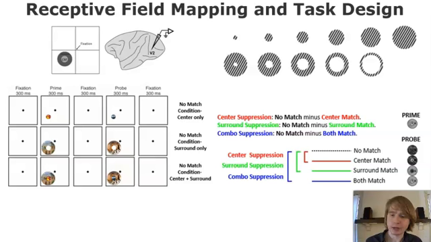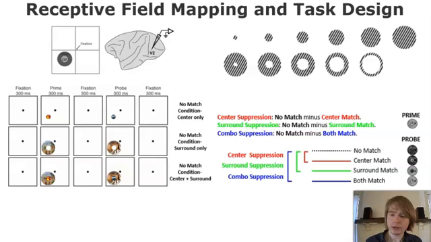There were 4 match conditions. Both the center and surround were a match. The center was the same, but the surround was different. The surround was the same, but the center was different, or neither the center nor the surround were the same. Taking the no-match condition as a basis for comparison, we measured suppression as the reduction in firing rate observed under each of the other conditions.